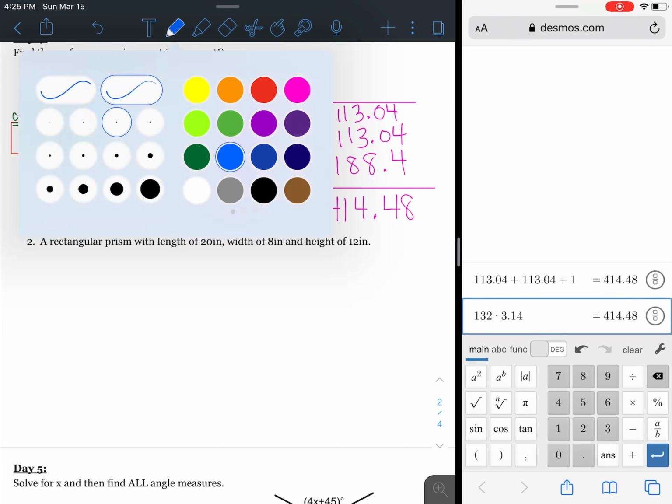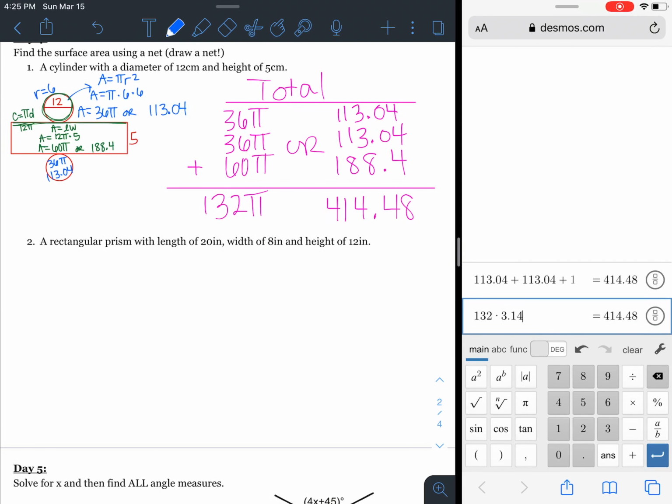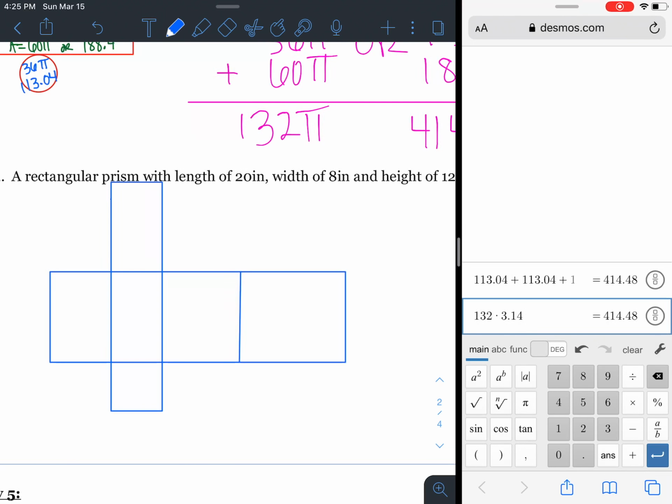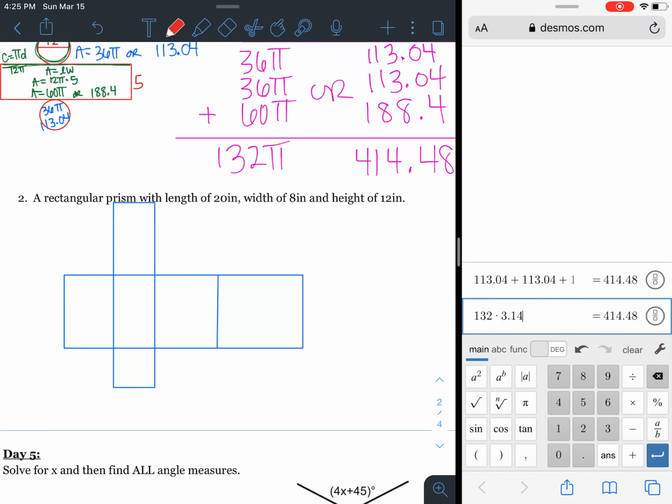Second one for today. A rectangular prism. So remember, that should have 6 rectangles. Whoops. Go ahead and connect these. Obviously, mine's not perfect here. That top and bottom side is not the same, but that's okay.